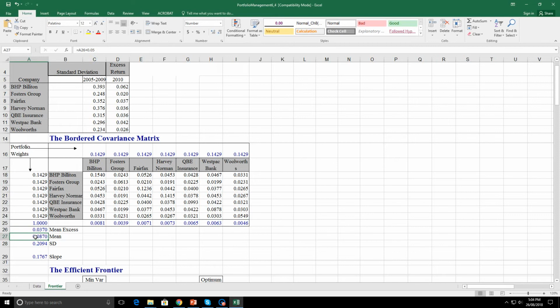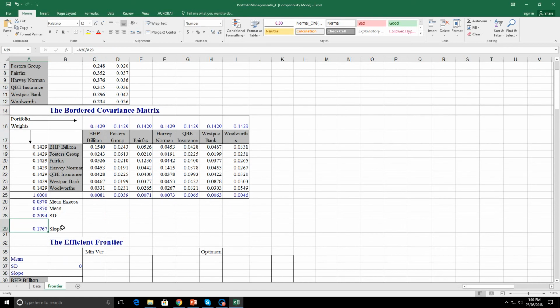And this is the mean return. What we have simply done here is add the risk-free rate to the mean excess return, so that is the mean return. And that's the standard deviation. To calculate this standard deviation, we have simply summed them, and then taken the square root, because this is the variance. Lastly, the slope: you can remember the slope is the excess return divided by the standard deviation. We already have the excess return, for example 0.370, and then we divide it by the standard deviation. That's the slope, or you can say the Sharpe ratio.